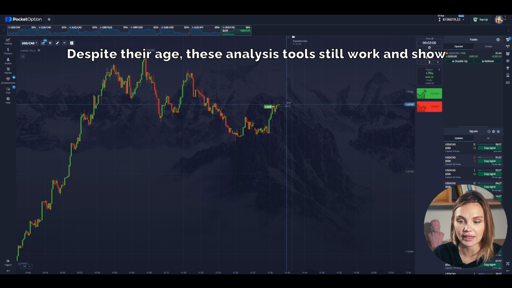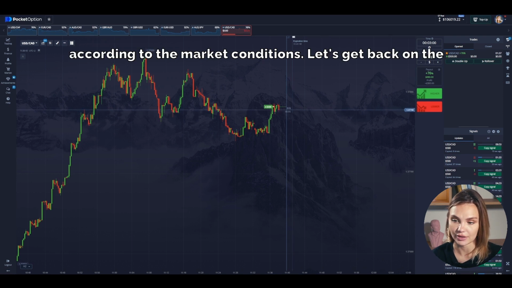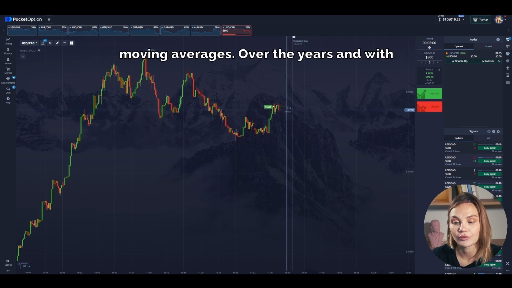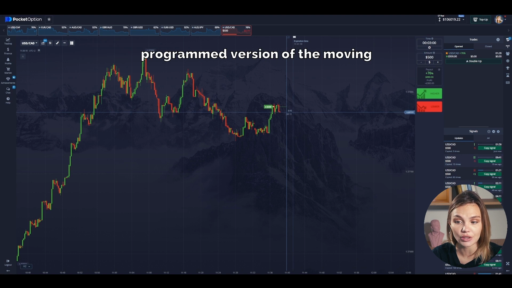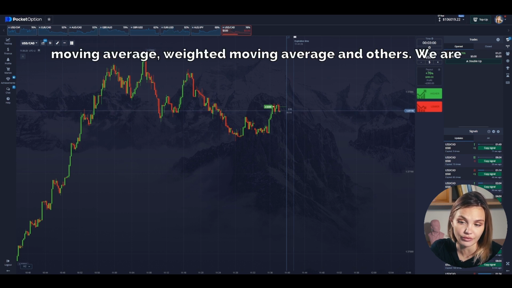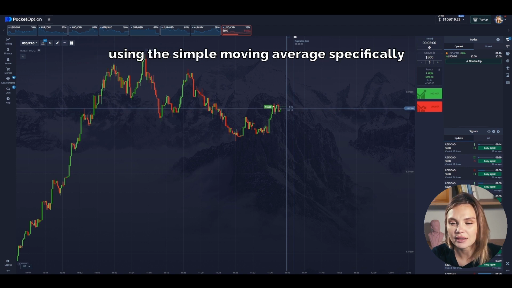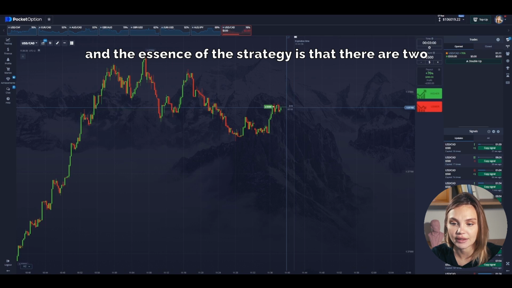Despite their age, these analysis tools still work and show quite good accuracy if used correctly according to the market conditions. Let's get back to the moving averages. Over the years, and with the advancement of technology, programmers have developed a programmed version of the moving average indicator. Then they came up with various types of moving averages, such as the exponential moving average, weighted moving average, and others.